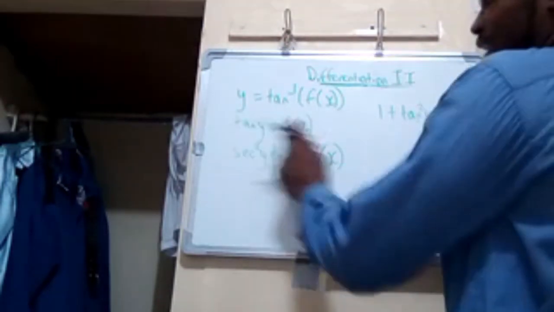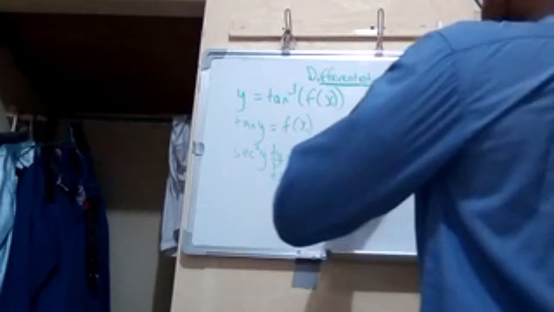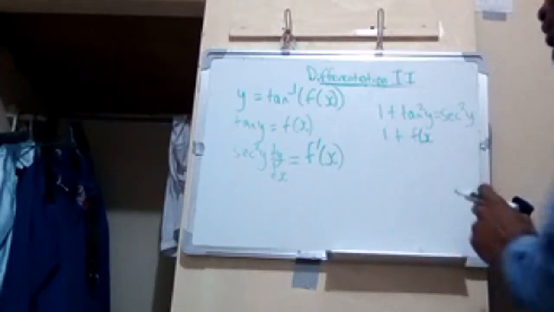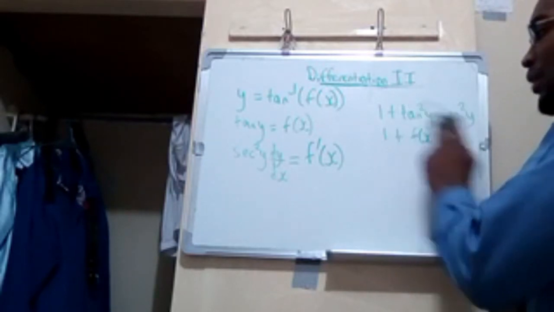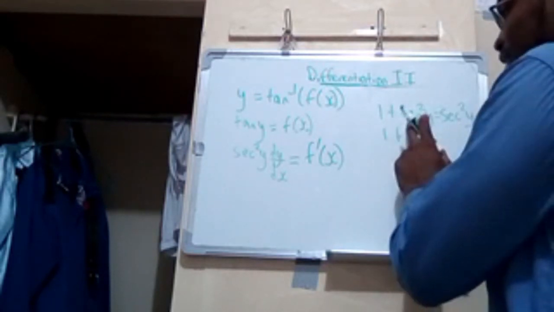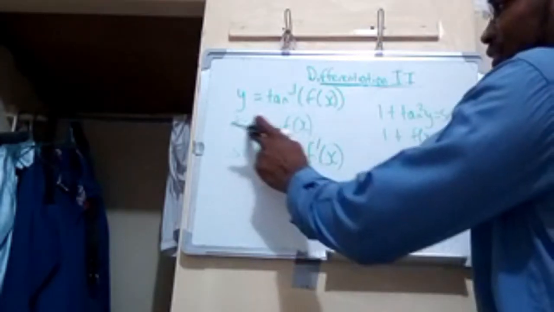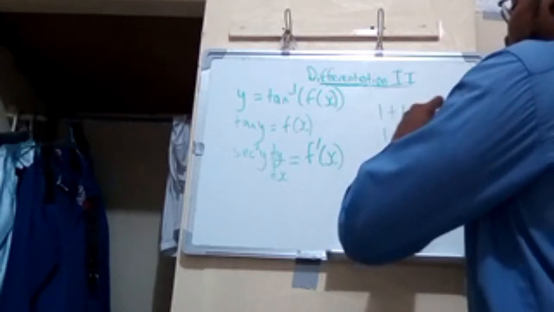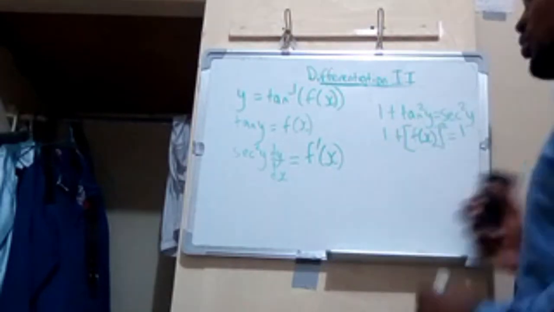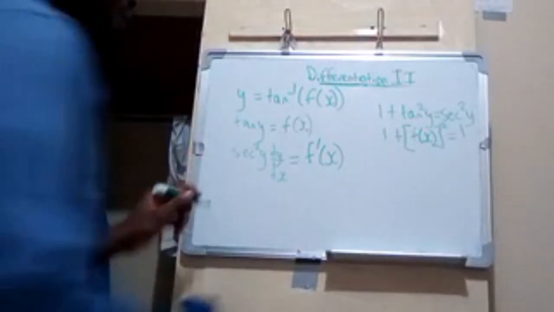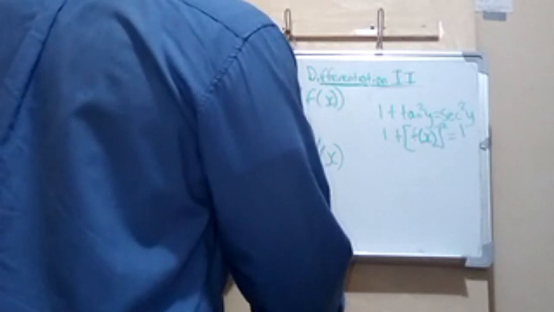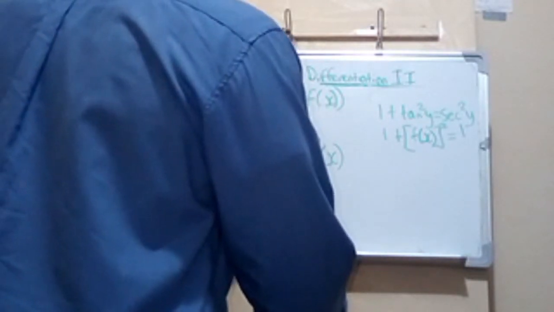that tan y is f of x, and so tan square y is really f of x all square. Remember, 1 plus tan square y is sec square, so this is 1 plus f of x all square. So that's what we get for sec square y, and we can replace sec square y right here with 1 plus f of x all square.